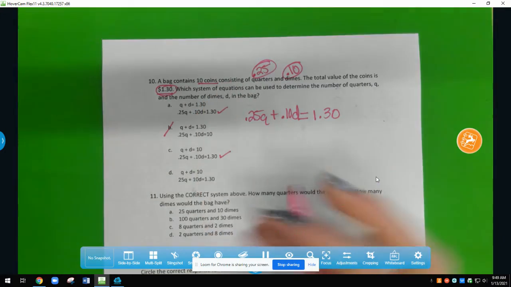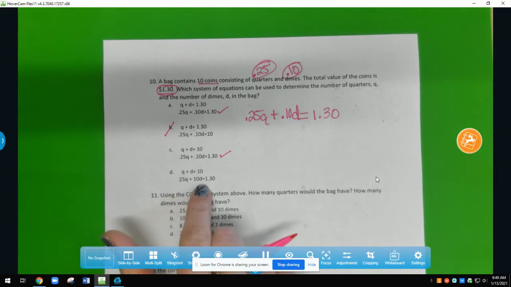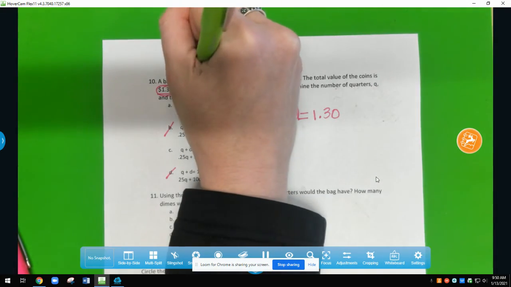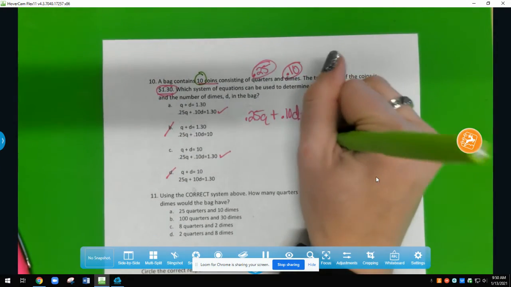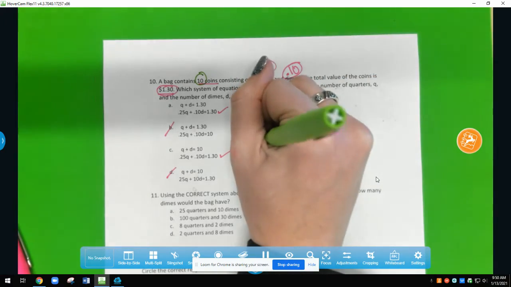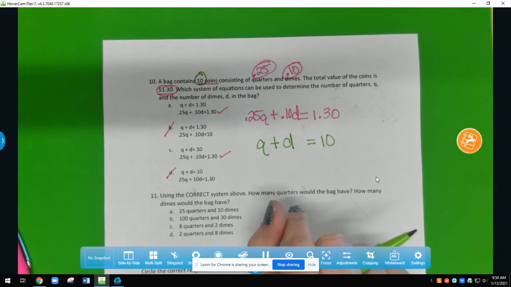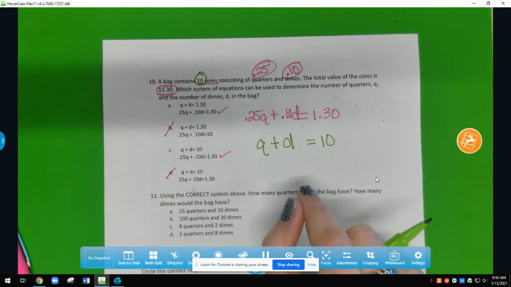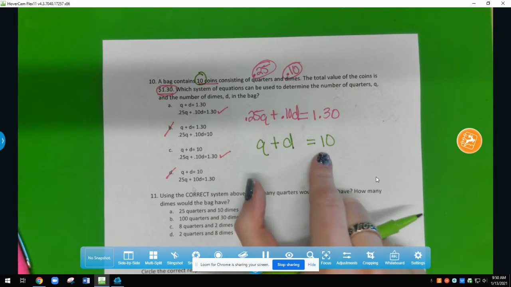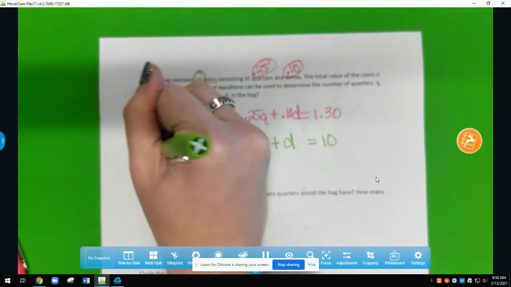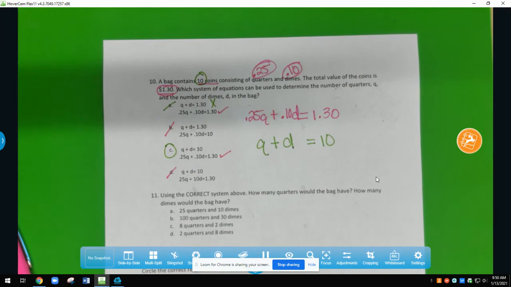We're good here. This one doesn't have our decimals, so that one is no good. So we're down to A and C. It says I have 10 coins, so that's another total. So I'm going to take the number of quarters plus the number of dimes. I don't need their value. I just need the number, the whole number. So quarters plus dimes equals 10. So this one's not good anymore. So our answer is C.